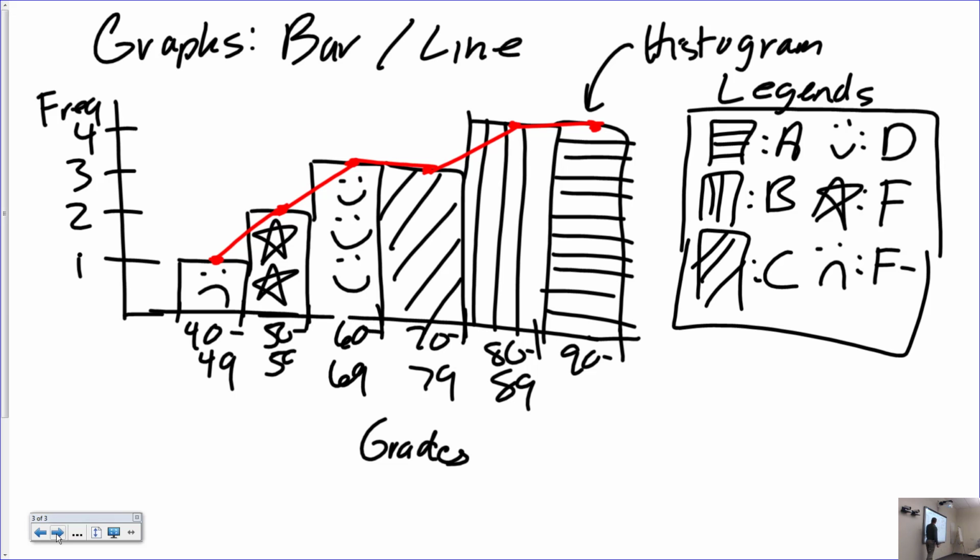Because these are ranges, right? So this is 40 to 49, so you use one dot to represent the middle of 40 to 49, which is basically like 45, etc. That's the idea behind that.